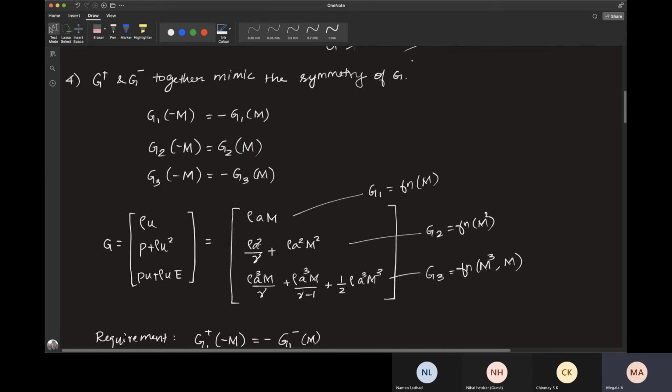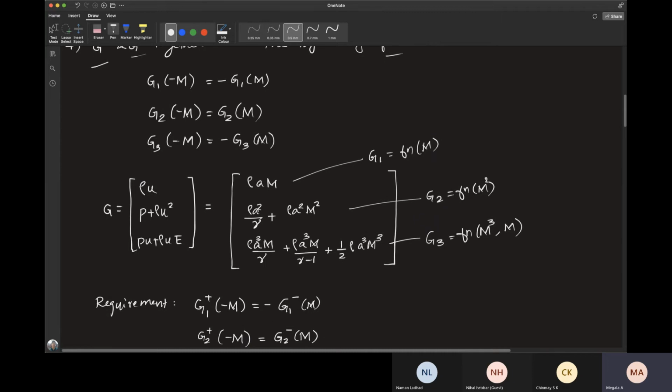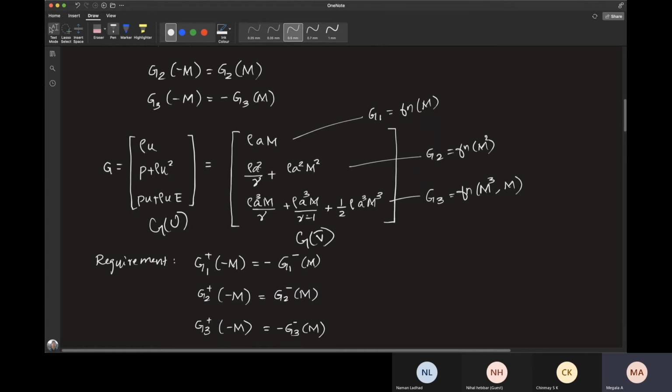And also he wants to mimic the symmetry of g. This g plus and g minus together want to mimic the symmetry of g. What does it mean? It is the following. Here g is rho u, p plus rho u squared, and u times (p plus rho e). So this is g as a function of u. Here g is written as a function of v bar, so in terms of rho, a and M. The same function is written as a function of v bar now.